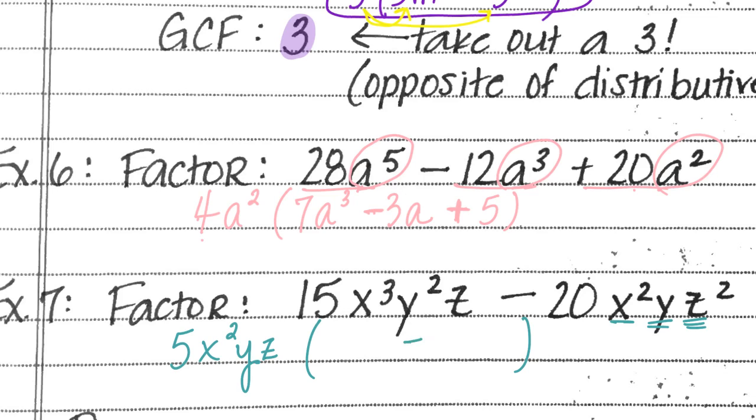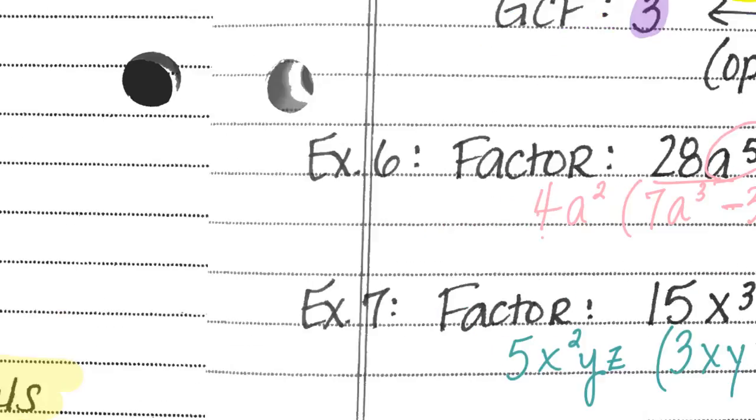I'm just going to take that minus sign and put it right in the middle. 5 out of 15 is 3. X squared out of x cubed will have 1x left over. Y out of y squared will have 1y left over. 5 out of negative 20 is negative 4. The x squares and the y's will cancel out, and it looks like I just have a z. This is called factoring using the GCF. So we are going to build upon some notes. So let's go ahead and take a note on factoring.